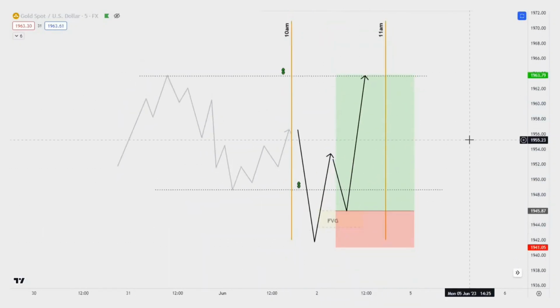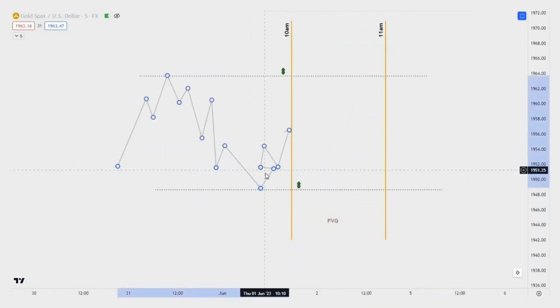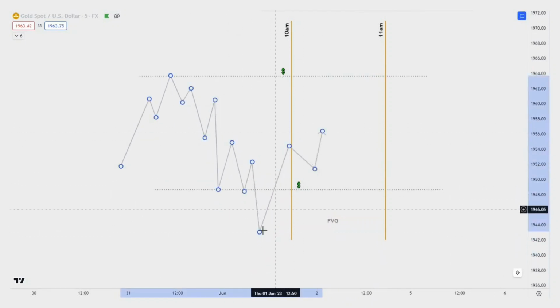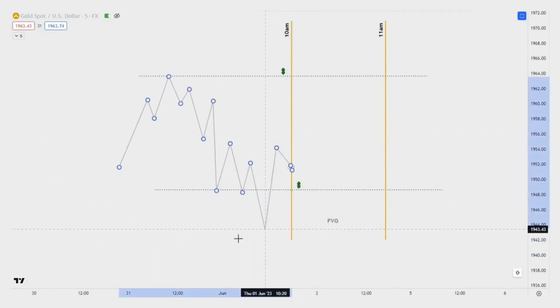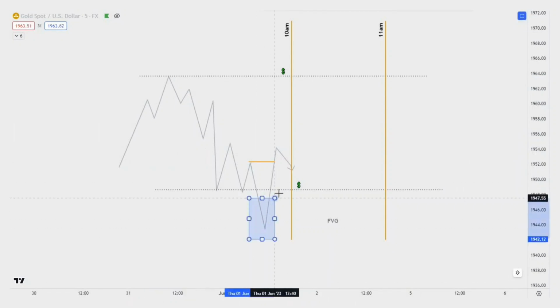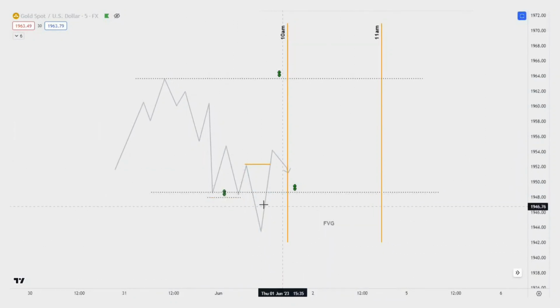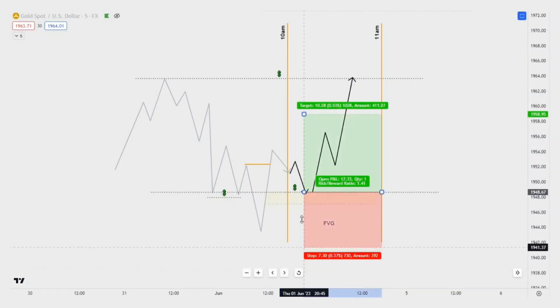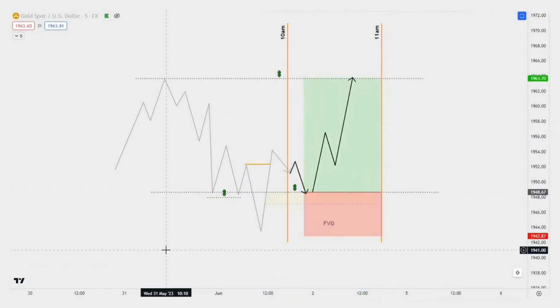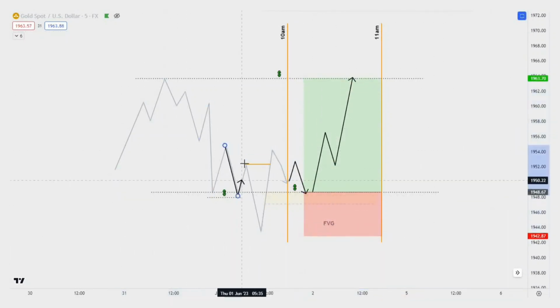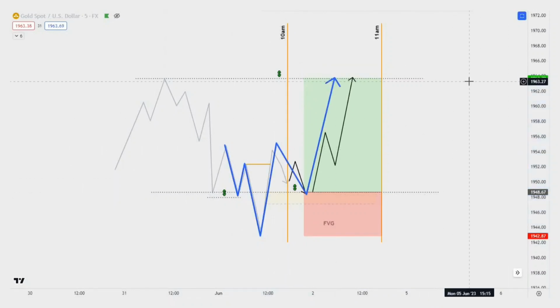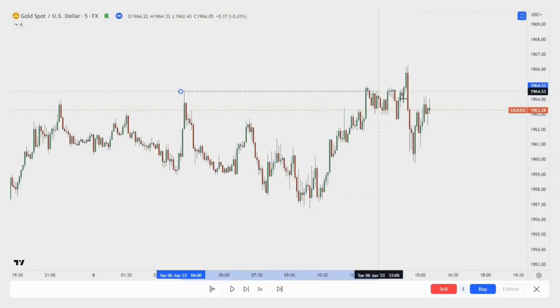As I mentioned in the beginning of the video, we must be flexible. Price might sweep the liquidity a couple of minutes before 10 AM, and the Silver Bullet entry is still valid. Just the touch of the fair value gap must be between 10 AM and 11 AM. So, in a nutshell, the shift in market structure direction has already happened, and we just need to enter in this specific time window. Now let's move to the chart and apply these concepts that I have explained.